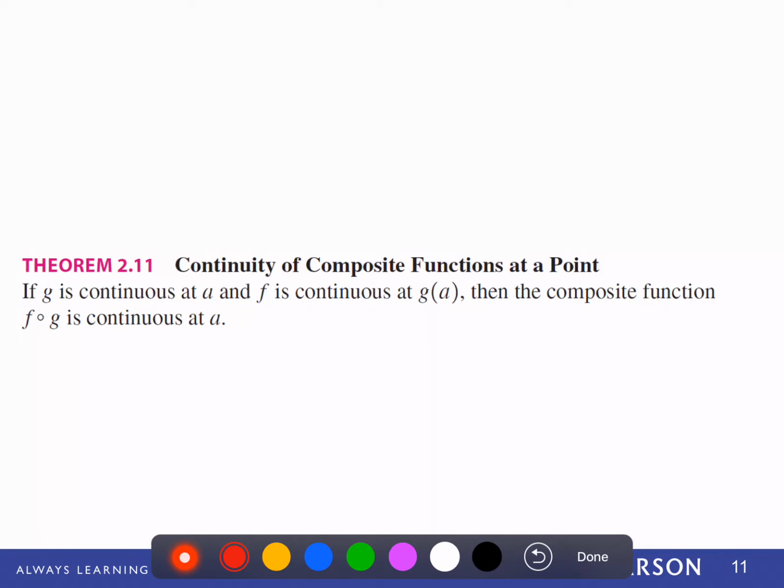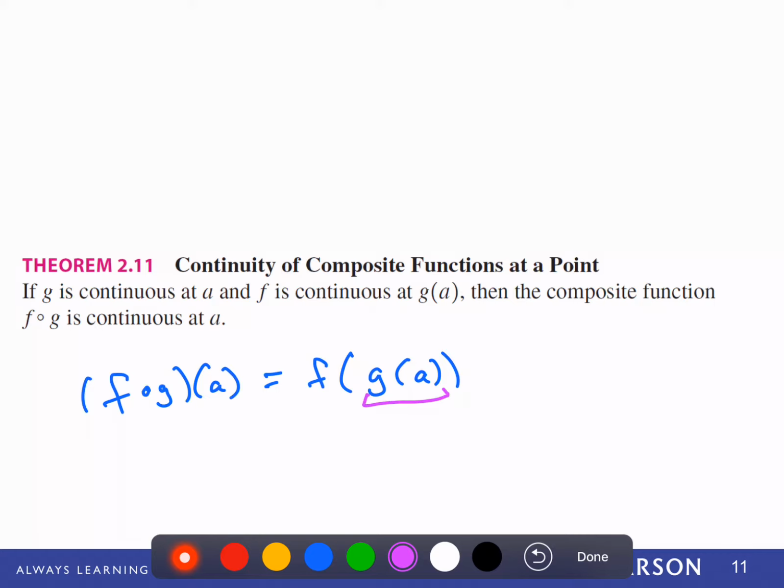This one's a little bit tricky to read, but it is pretty straightforward. If you have a composition of two functions and the inner function g is continuous at a and the outer function f is continuous at g of a, we're good to go. Because recall that f composed with g at a equals f of g of a. So I need that a plugs well into g, but then I also need this whole thing to be a good thing to plug into f.